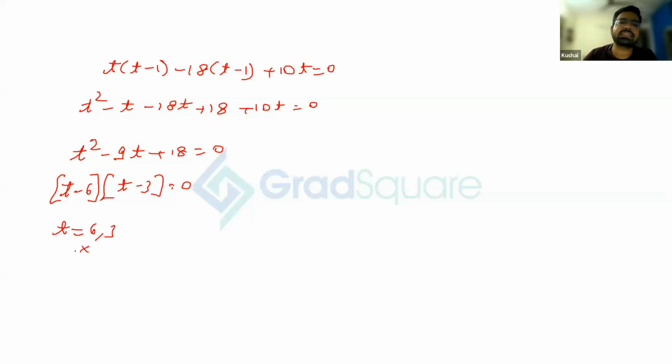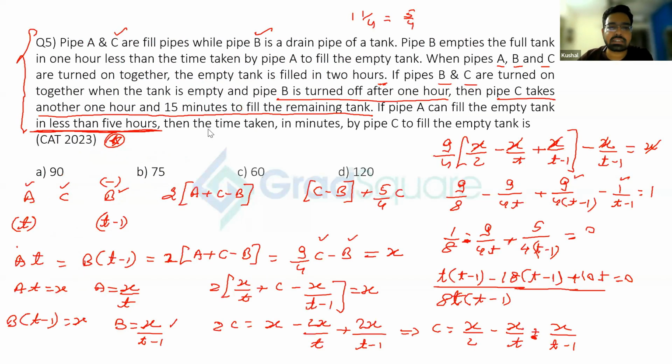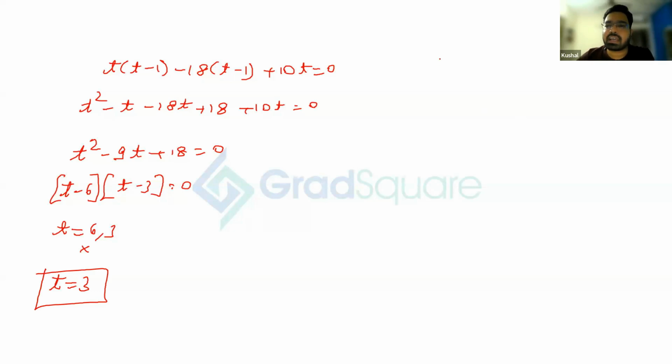We realize that it is less than 5 hours. So t equals to 6 needs to be rejected. T equals to 3 needs to be accepted. So that's the value we have for t with us. Let's go back and understand what is the question asking you. Then the time taken in minutes by pipe C to fill the empty tank. If you look at the pipe C to fill the empty tank, you are looking at the value of x divided by C. This is the answer that you are wanting to find out.